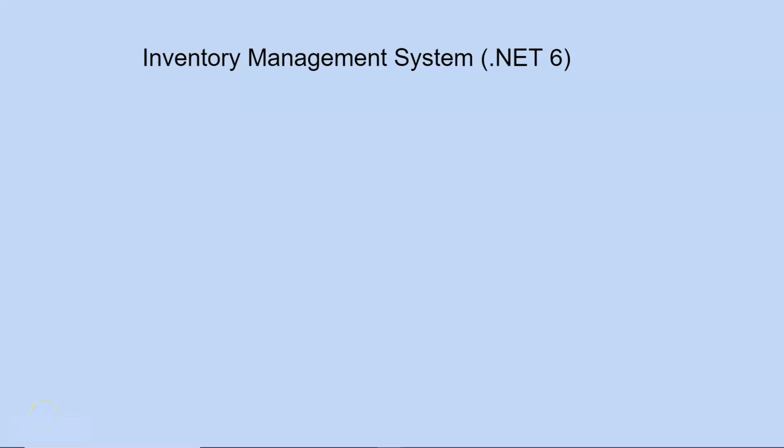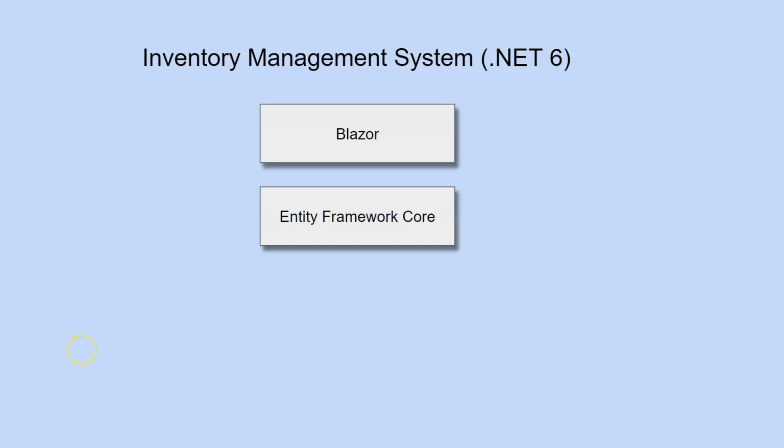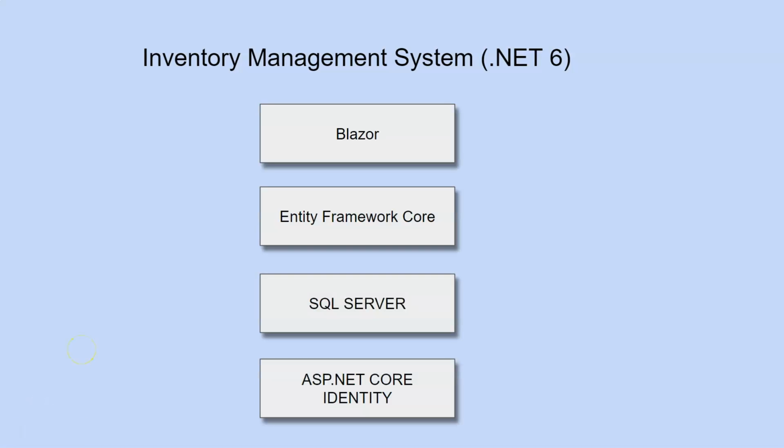In this course, we are going to create an inventory management system with .NET 6. And the technologies that we are going to use to create the application are Blazor Server, Entity Framework Core, SQL Server, and ASP.NET Core Identity to secure the application. You will need to know a little bit of C# and a little bit of SQL Server before you can take this course. But the rest of the technologies will be covered in this course while I'm creating the application.